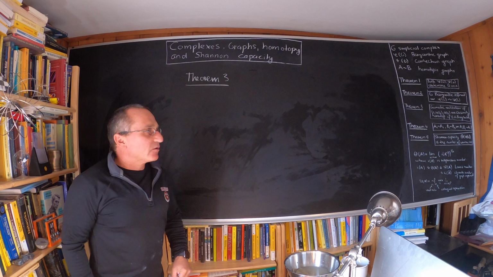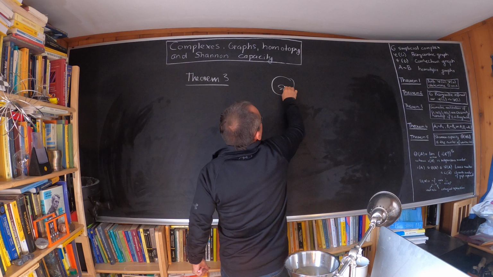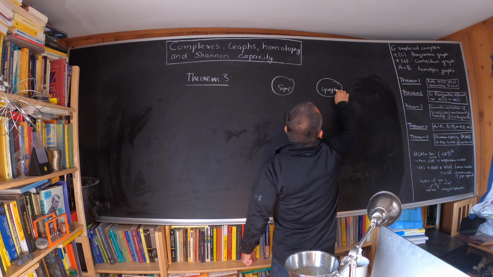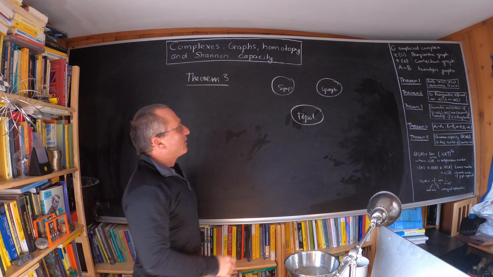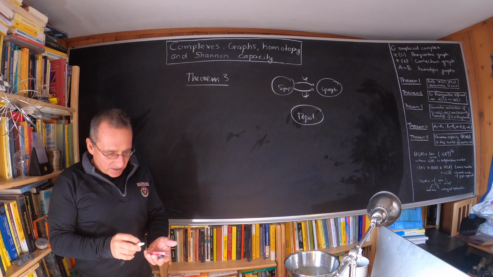So very quickly about theorem three. We have simplicial complexes, then we have the graphs, then we have topological spaces. And what we have is these two maps here, phi and psi. But we also can do the geometric realization of a simplicial complex.